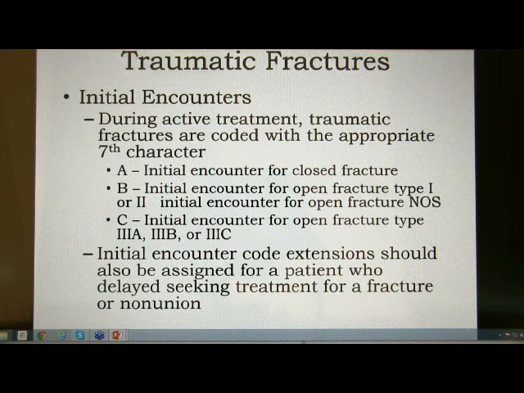The initial encounter code extensions should also be assigned for a patient who delayed seeking treatment for a fracture or non-union. So let's say I fell today and hurt my hip and put it off 3 or 4 days and then finally went to the doctor and was determined to have a hip fracture. We would still be coding today's visit as an initial encounter because I didn't go to the doctor or to the ER when the injury originally occurred. So it's still an initial encounter even though technically the injury happened multiple days ago.